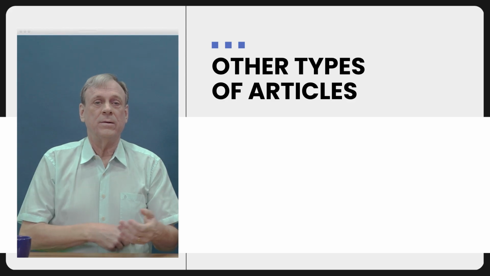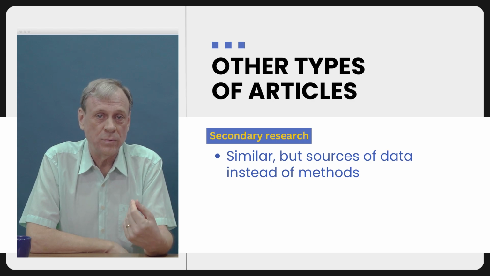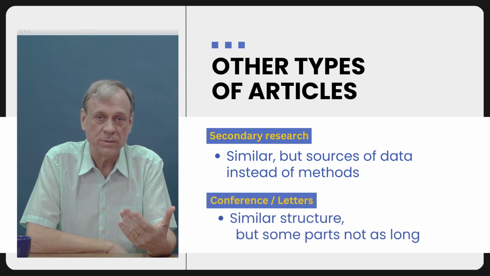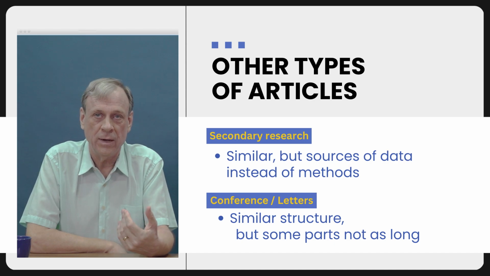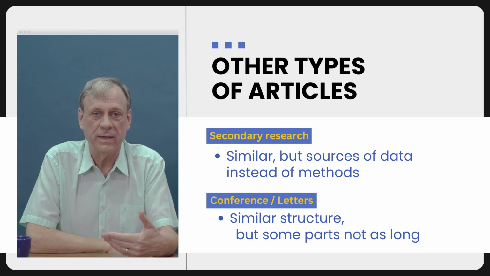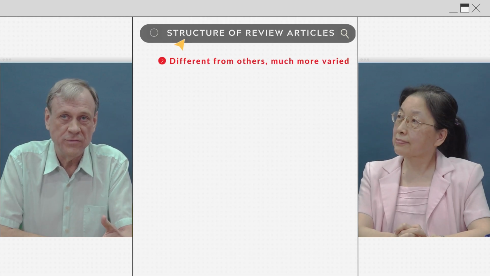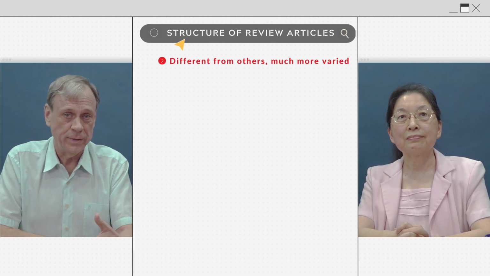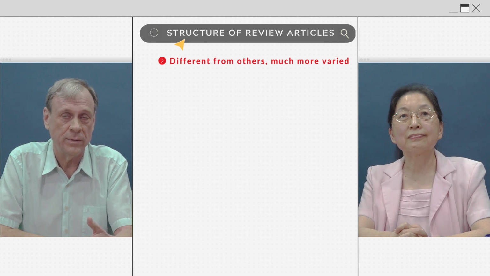Exactly. Now again, there are other types of articles. Secondary research, as we mentioned, will often talk about sources of data rather than methods. Conference papers, letters will often have a very, very short section about some parts. We'll talk more about that in the final video in this unit. Now again, review articles have a very different structure because they have a different purpose. And they're much more varied because the types of reviews that you can do are quite varied.